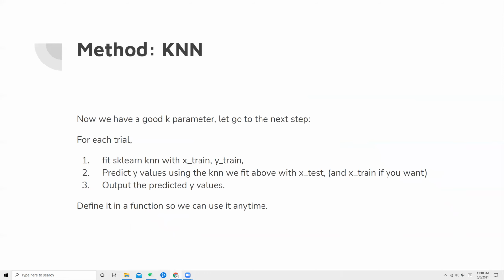Next page. For each trial, fit scikit-learn with X_train and Y_train, and predict Y values using the KNN we fit above with X_test, and output the predicted Y values. Lastly, define it in a function so we can use it anytime.